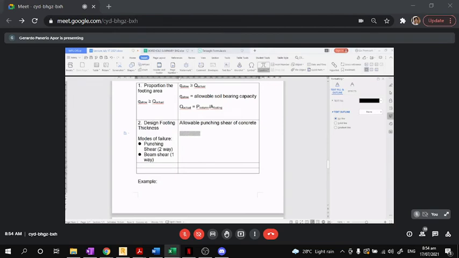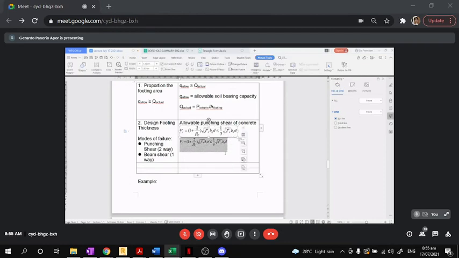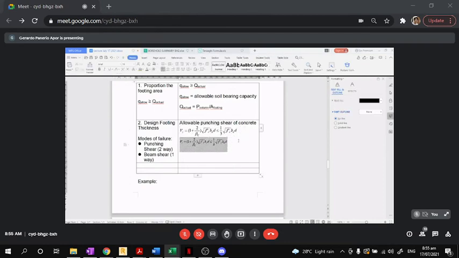For one-way, this is for two-way. So this is the formula for two-way shear.